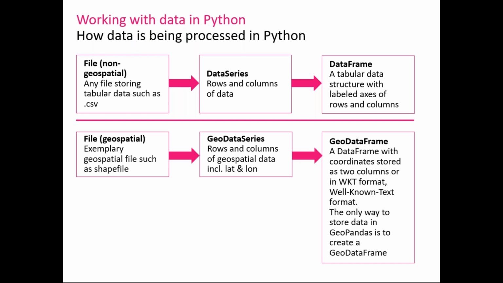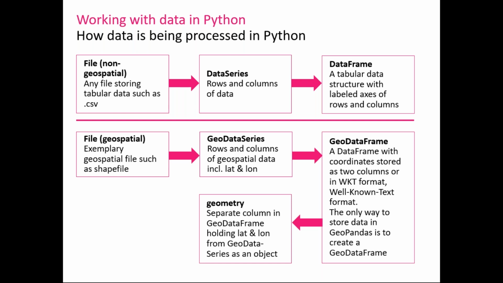Now, what's the buzz? You're going to see that there's not much difference between how Python handles non-geospatial and geospatial data. Now, here comes the tiny little distinction, which is if you're working with geospatial data, you need to create a separate column in the GeoDataFrame holding latitude and longitude from the GeoData series as an object. And this separate column is called geometry. That's the tiny little difference which you have to bear in mind.